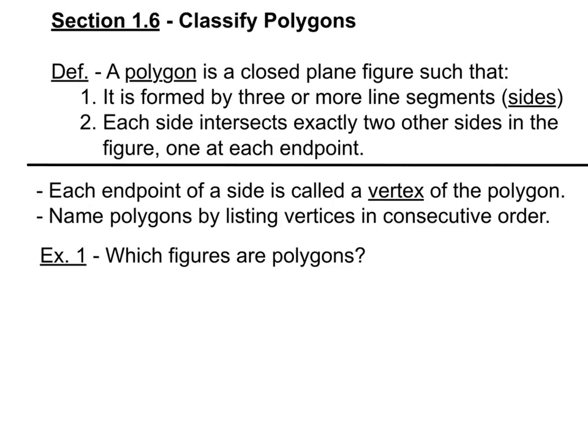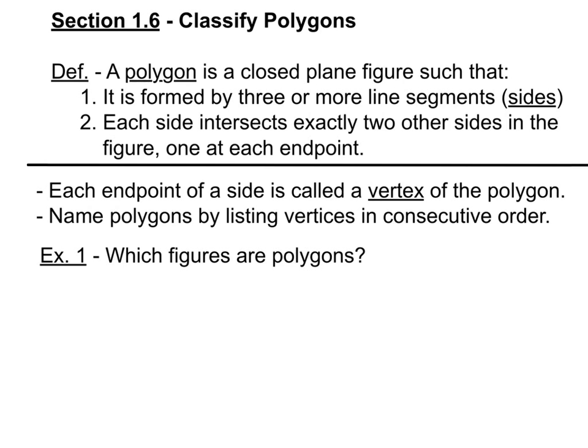So finally we get to shapes in geometry, and we're going to use the official term, a polygon. A polygon is a closed plane figure such that two things are true. It is first formed by three or more line segments, and those are called the sides. And two, each side intersects exactly two other sides in the figure, one at each endpoint. Okay, and we're going to draw some pictures of these in a moment so you get a look at what they are. Some other terms you need to know.